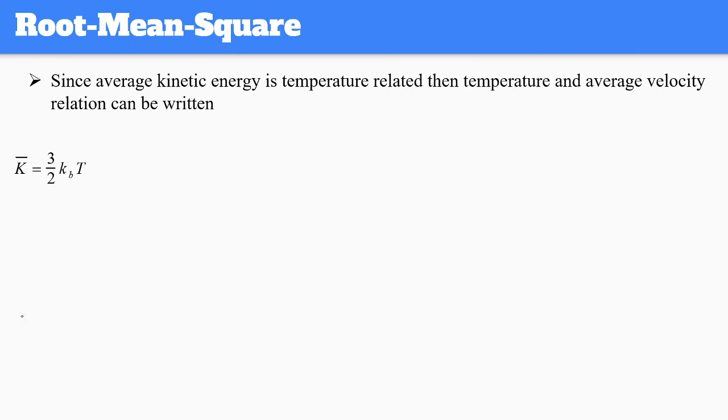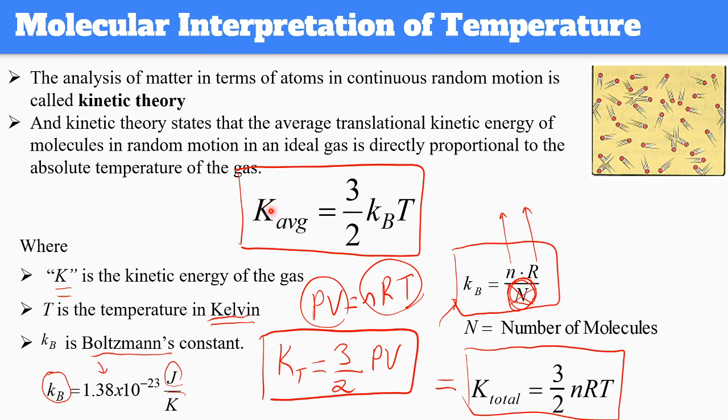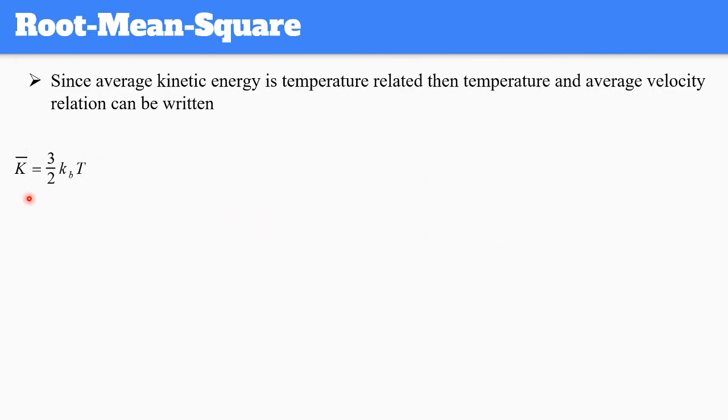All right, root mean square. So kinetic energy is temperature related, then the temperature and average velocity relation can be written. So like I said over here, this is kinetic energy, and kinetic energy is basically 1/2 mv squared. So instead of K, if you just replace this with 1/2 mv squared, this line is basically representing the average. All right, so you're gonna see this term, so I just don't want you guys to get confused. It's not something different, it's just a name for the velocity in the system, but I'll show you why it gets that name.